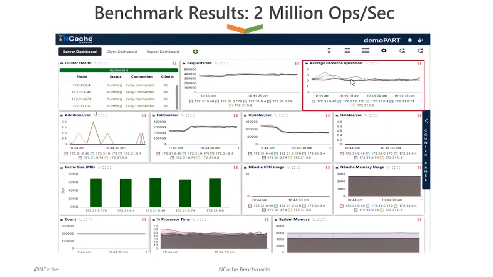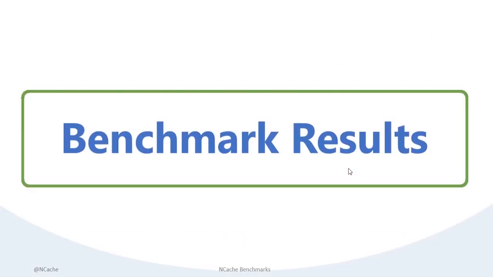And the nice thing is that latency has further dropped down. We now have 2 to 3 microseconds per cache operation latency. And that's again an improvement from the previous result. You can again see a mix of fetches as well as updates and pretty efficient utilization of CPU as well as memory resources. And like I said, NCache is linearly scalable.